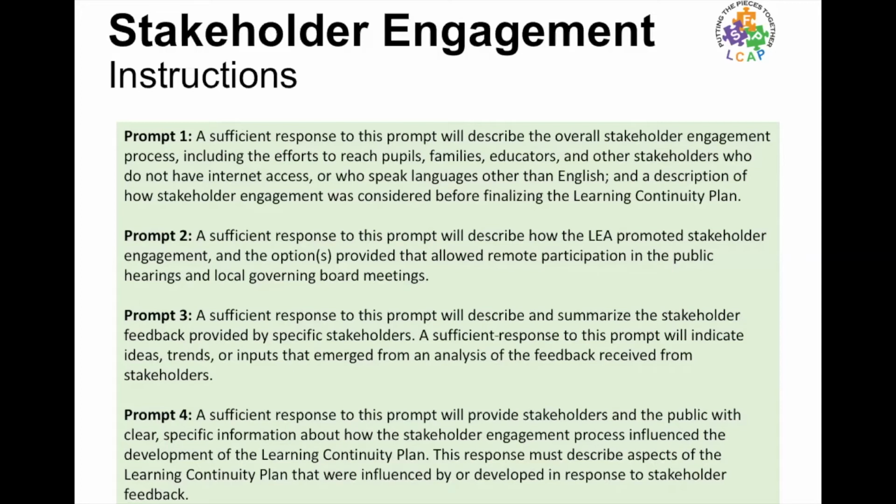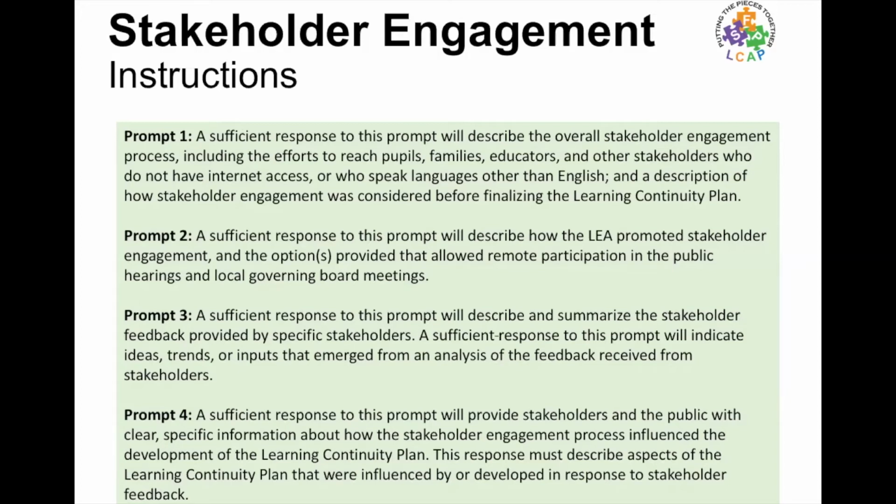In the first prompt, you're also going to be describing how the stakeholder engagement feedback was considered before finalizing your learning continuity plan. In prompt 2, you will be describing the options that you provided for remote participation, specifically in your public hearing and your public board meetings. In prompt 3, here you will be providing a summary of the feedback provided by each of the specific stakeholder groups. And in the last prompt 4, you will be providing your stakeholders as well as the public clear, specific information about how the stakeholder engagement process influenced the development of the learning continuity plan.